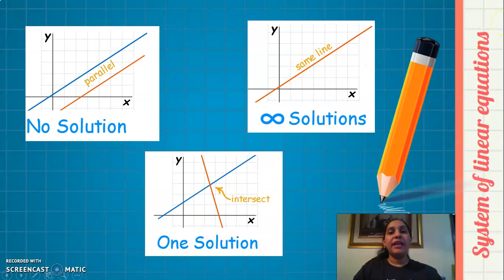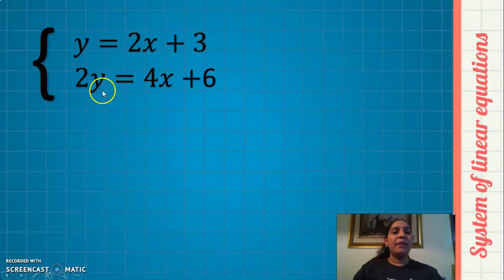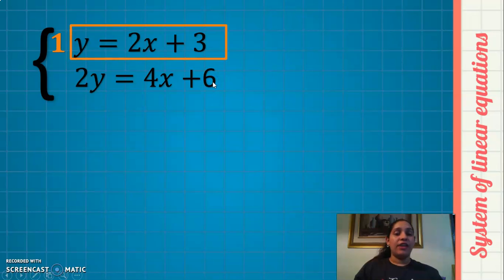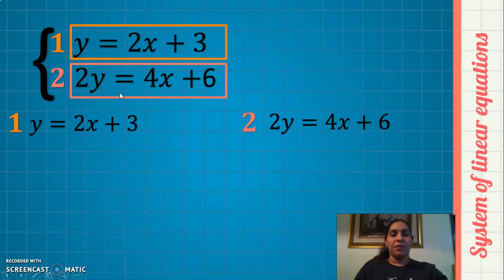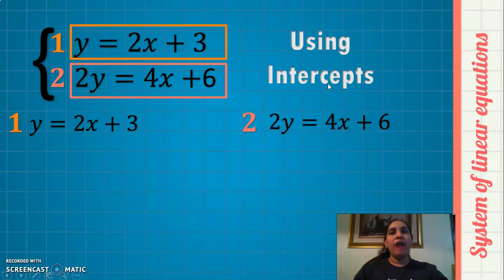Okay, in this video, we will learn how to solve when we have many solutions. So let's start. Our example is y equals 2x plus 3 and 2y equals 4x plus 6. We need to define two different equations and we can label them by numbers. We can label this one as the first one and this one as the second one. In this case, we will solve it using intercepts.